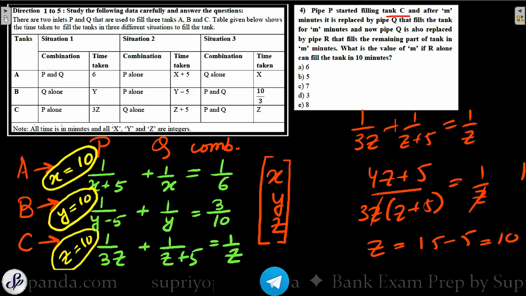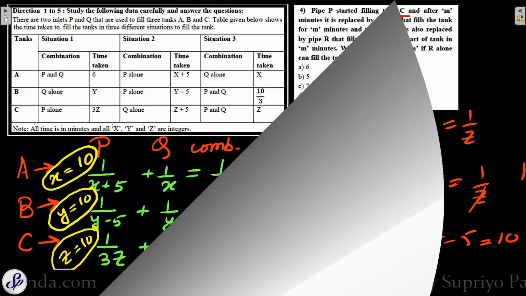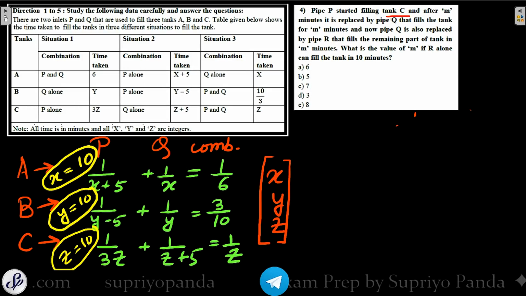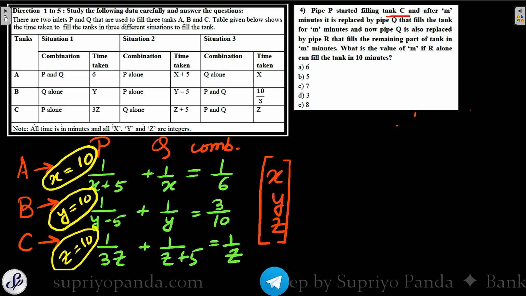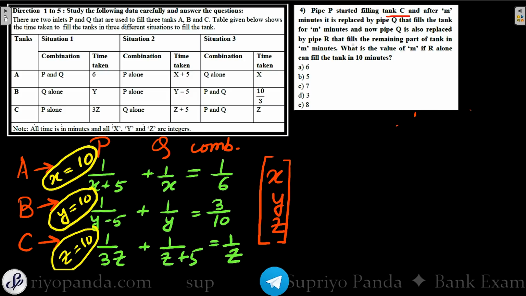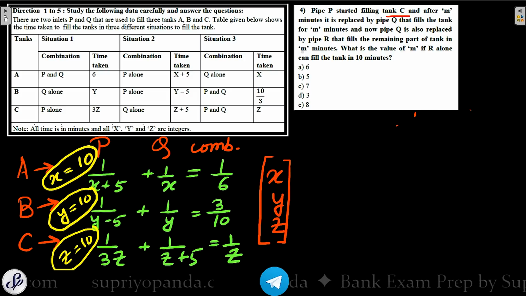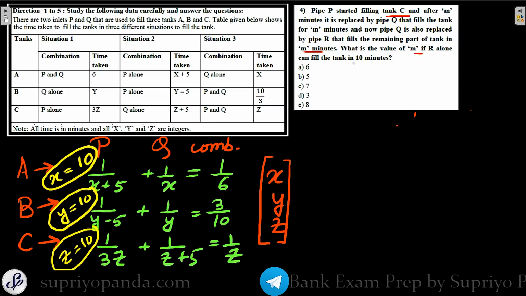So now that we have this value, we can go ahead and solve question number 4. What are they telling us? Pipe P started filling tank C, and after M minutes, it is replaced by pipe Q that fills the tank for M more minutes, and now pipe Q is also replaced by pipe R that fills the remaining part of the tank in M minutes. And what is the value of M if R alone can fill the tank in 10 minutes?